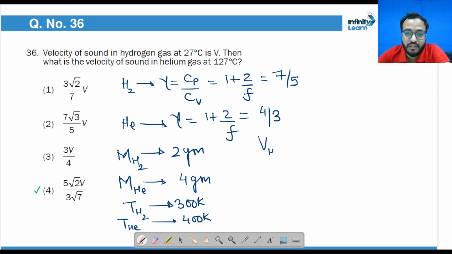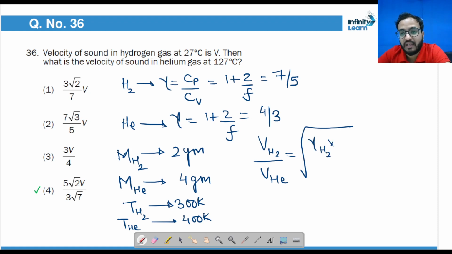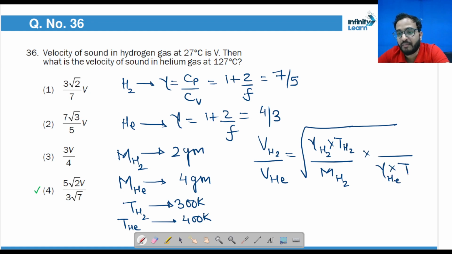So you know everything. You'll say velocity of sound in hydrogen upon velocity of sound in helium will be 1 by root over gamma of hydrogen into temperature for hydrogen upon molecular mass of hydrogen, R will get cancelled, upon gamma for helium into temperature for helium into molecular mass for helium. Now you put everything carefully here and you will definitely get the right answer. No doubt about it. Clear? Both options will come out.